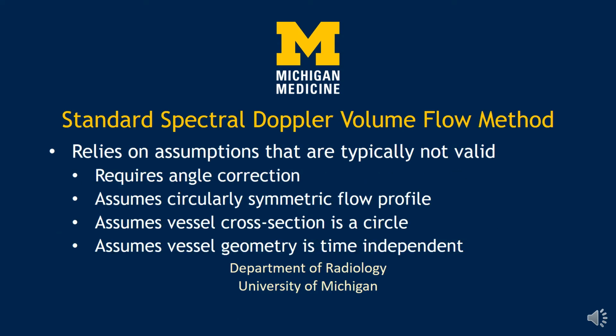The standard spectral Doppler volume flow method relies on certain assumptions that are typically not valid. It requires that the measurement be angle corrected. It assumes that the flow is circularly symmetric. It assumes that the vessel cross-section is a circle, and it assumes that the vessel geometry is time independent, meaning that the cross-sectional area does not change during the cardiac cycle.